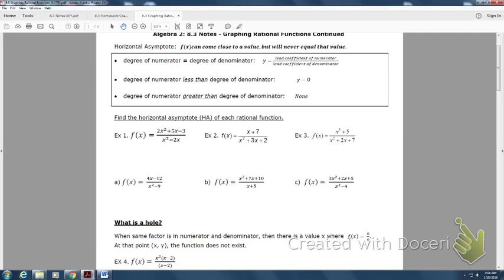Okay, so going to the front of the notes. There are going to be 3 different situations that you need to look for whenever it's like this. You're looking at the degree of the numerator and the degree of the denominator. By the degree, what I mean by that is the largest exponent.